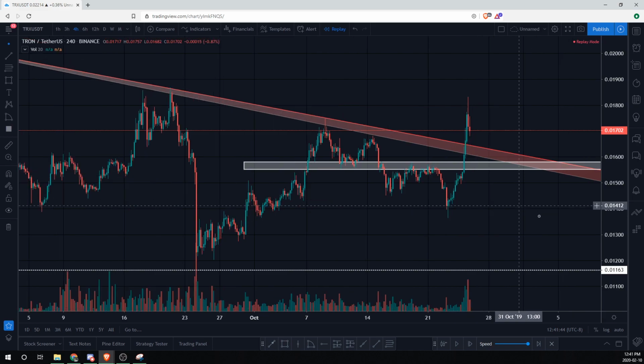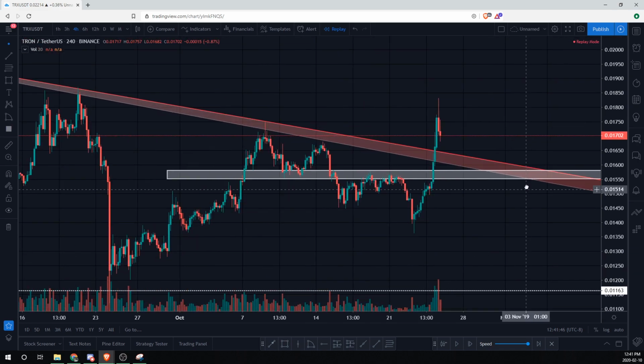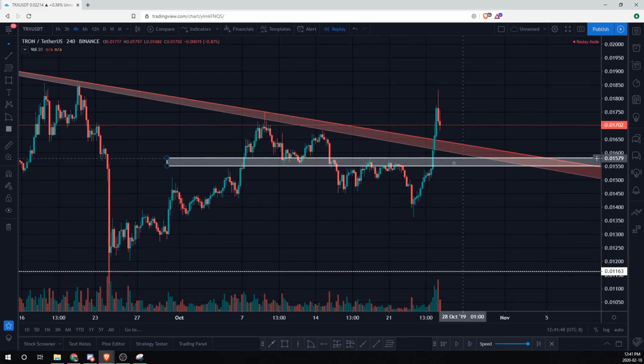So now let's talk about entries for this particular price action pattern. We're not looking to just enter right when the price enters this area. We're looking to see bullish confirmations and bullish pressure entering the market, seeing the injections of buy pressure entering this market of Tron paired with US Tether.